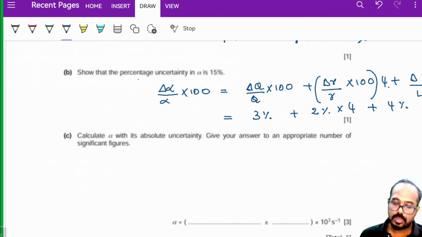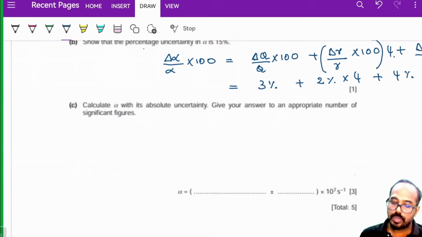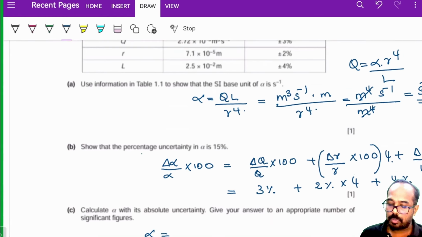Next question, C part. Calculate alpha with its absolute uncertainty. Give your answer to an appropriate number of significant figures. Okay, you need to check this one: the answer is in 10 to the power 7. You need to write the final answer with this power. How can you calculate alpha? You already have the equation. You solved alpha, right? It is QL by R to the power 4.